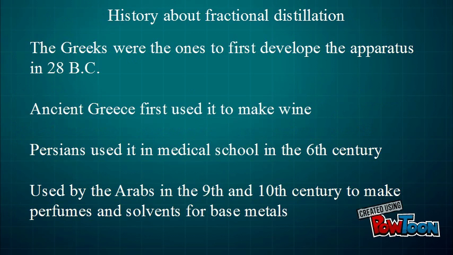The ancient Greeks were the first to develop the apparatus used for distillation in 28 BC. They used it to make wine for their god. The Persians used it in medical school in the 6th century for herbal remedies, and the Arabs used it in the 9th and 10th century to make perfumes like rosewater and solvents for base metals.